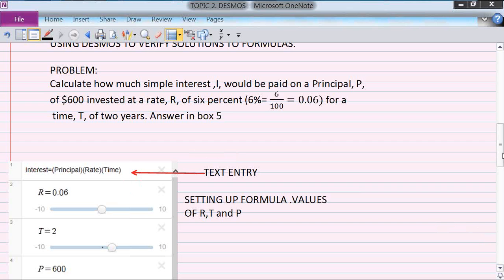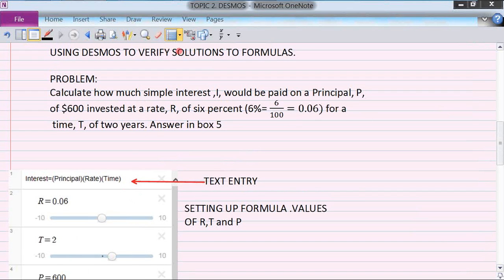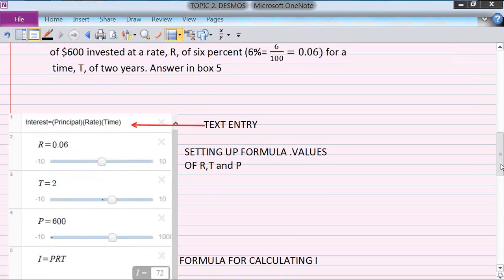Now we're going to show you a way to use Desmos to verify solutions to formulas. We're going to go to a very simple problem, which is that interest equals the principal times the rate times the time, and that's simple interest. So if you go into a bank and you give them, let's say, $600, and they give you 6% interest, kind of high for today, and they want you to leave it there 2 years, then it'll work out that this is $72.